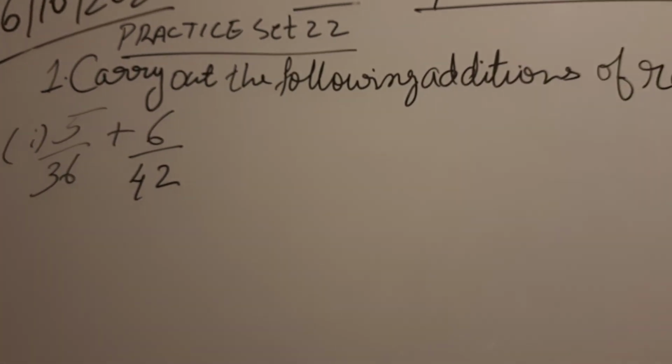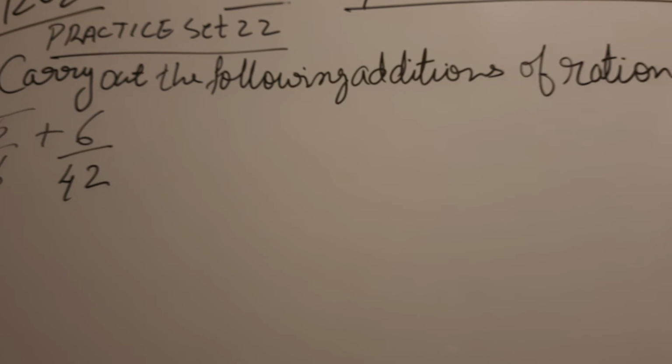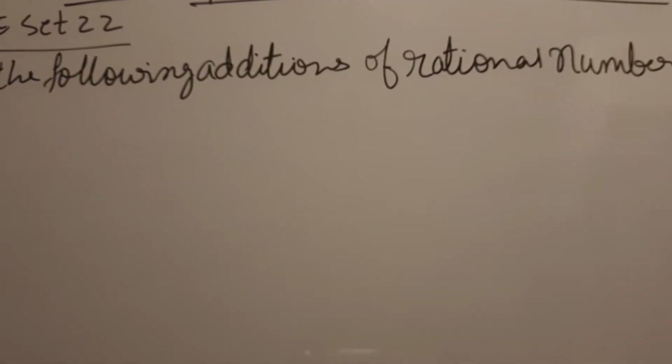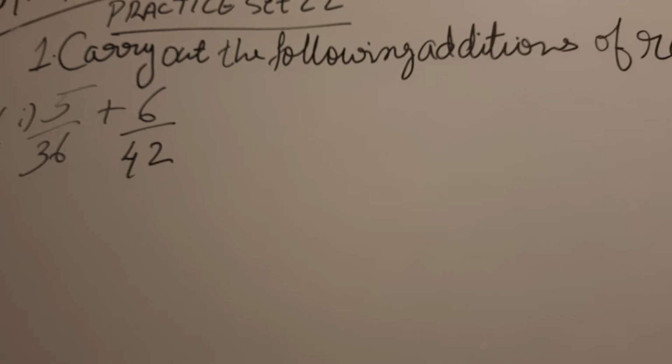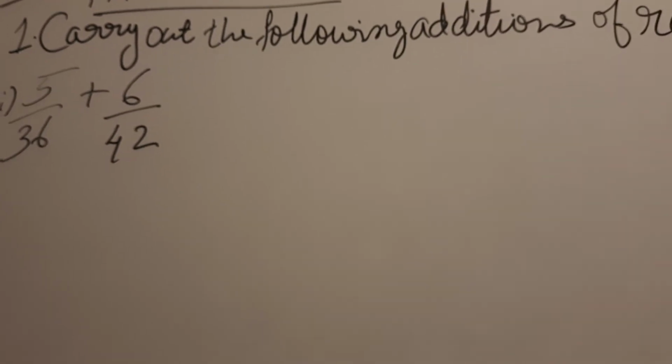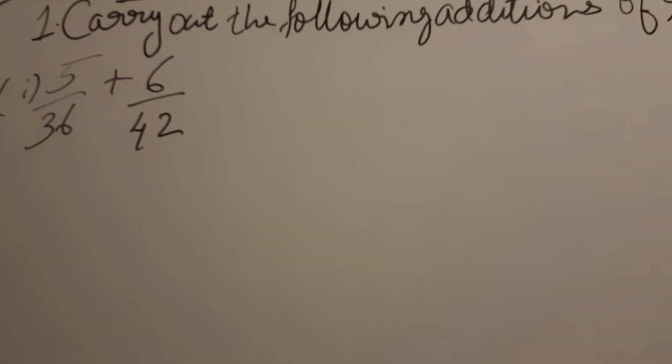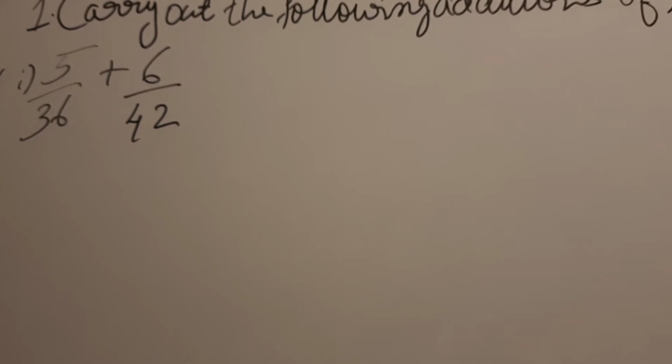Now we start with practice set 22. Carry out the following additions of rational numbers. Hope you have understood, children, rational numbers. In short, it includes all types of numbers. So first one, 5 upon 36 plus 6 upon 42. We have to carry out this addition.